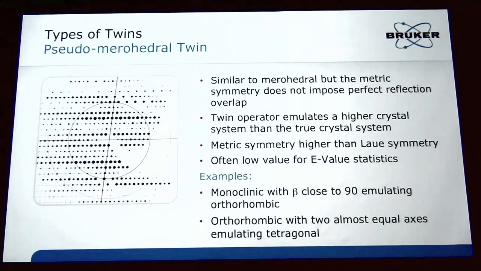And in this case, the twin law is in a little higher crystal system than the actual Laue symmetry. So for instance, if you had a monoclinic cell that had a beta angle close to 90, that would mimic orthorhombic, and you could have a pseudo-merohedral twin. Another case would be an orthorhombic crystal with A and B, or two axes, very similar to one another, which would mimic a tetragonal crystal system. So the crystal system of the twin is higher than the actual Laue symmetry. And so you can see in the pattern now, you start to see some patterns in the diffraction that aren't really normal for a single crystal.